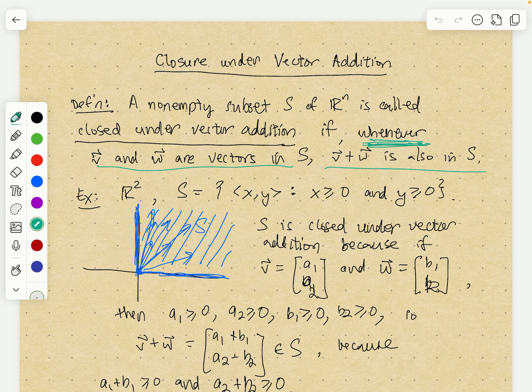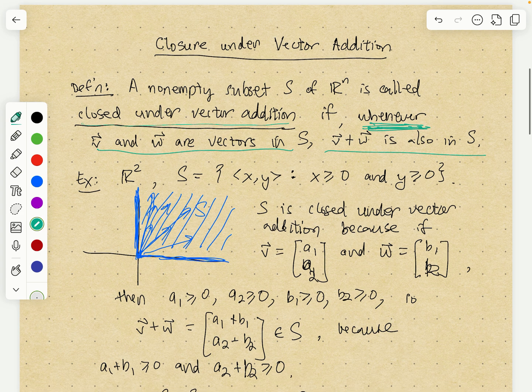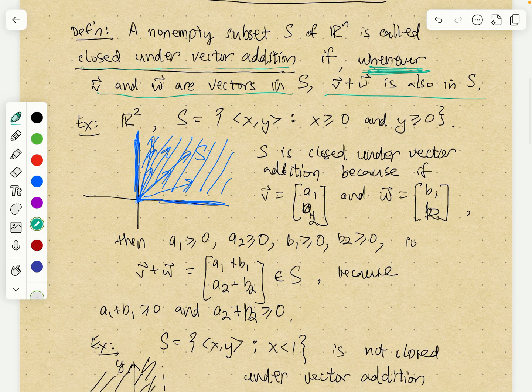If you have a subset of Rn, it's called closed under vector addition if whenever you take two vectors in S, which by the way might be the same thing, possibly the same vector, but two vectors in S, if you add them, the sum has to be also in S. When that happens, the set is called closed under vector addition.